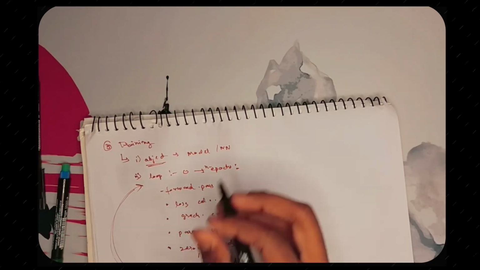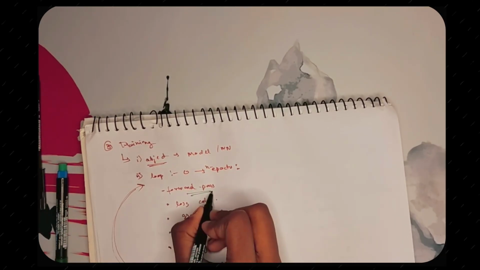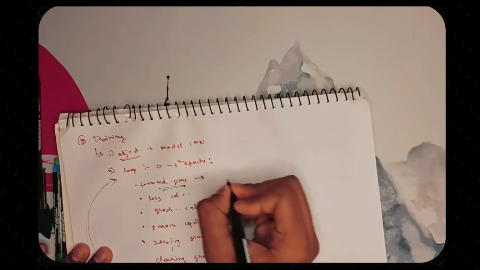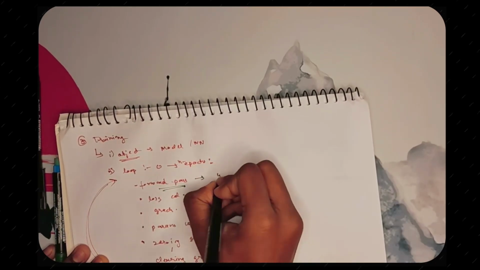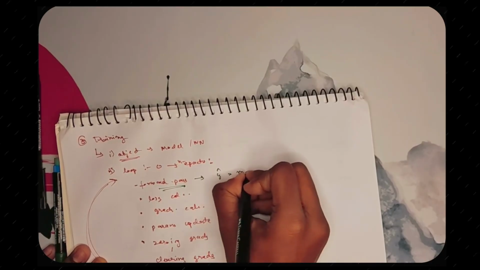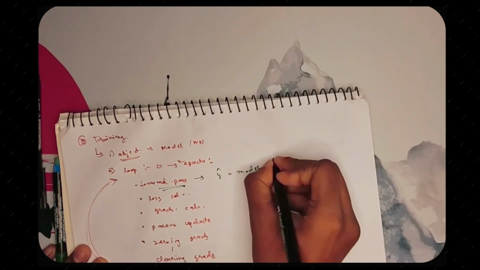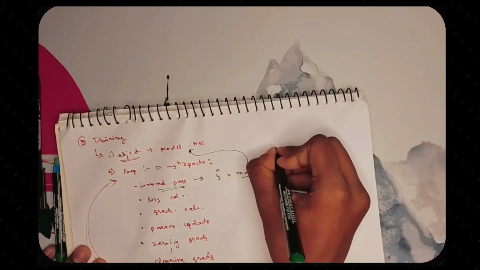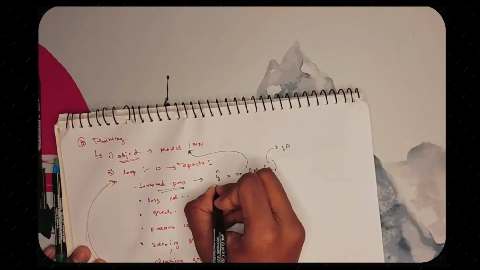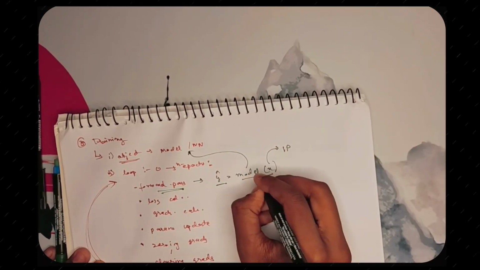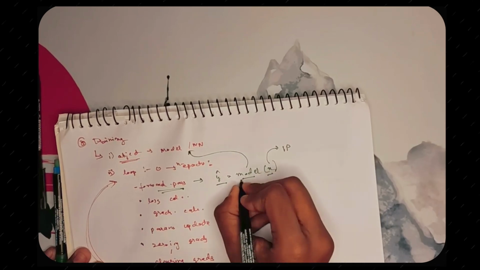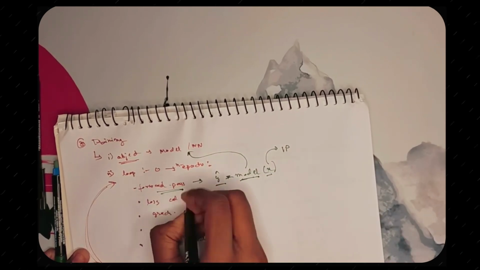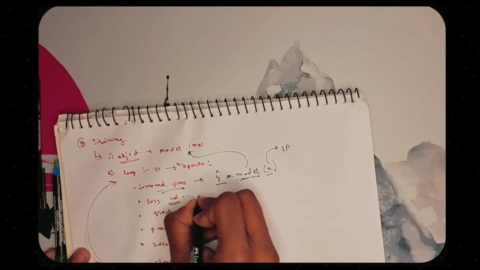Alright, so first over here we do the forward pass. In this forward pass, we get our y hat as model of x. This is our model, this is our input and this is our predicted output. So we pass our input to our model and we get our y hat, right?